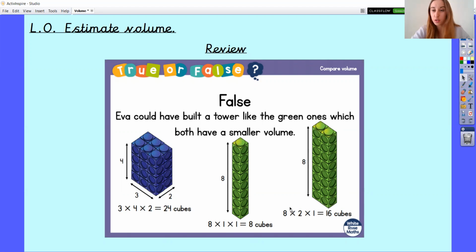So there's lots of other shapes she could have made that were 8 cubes high. So it might be that hers did have a bigger volume, but it didn't have to have a bigger volume. She could have made a shape that had a smaller volume, even though it was taller. Remember, volume is the amount of space that's taken up by that object in total.